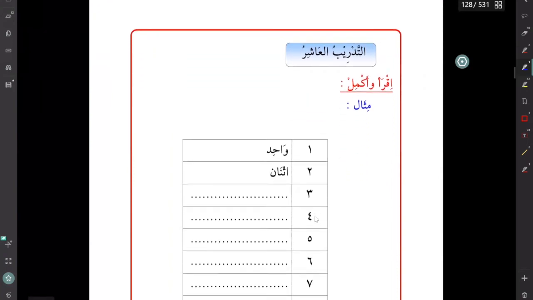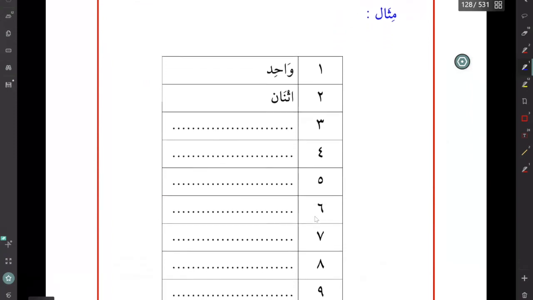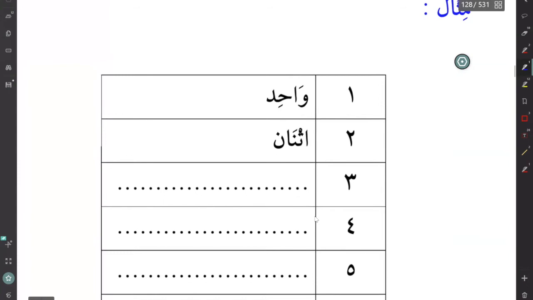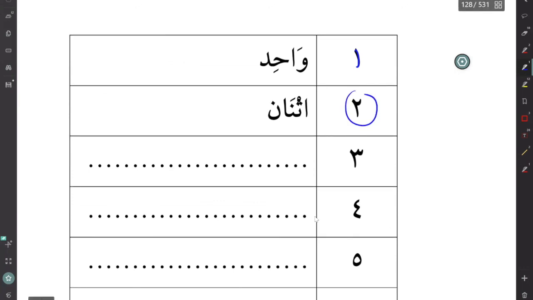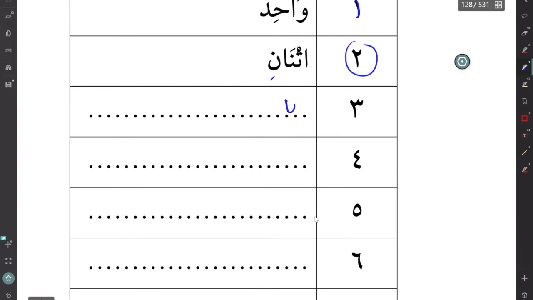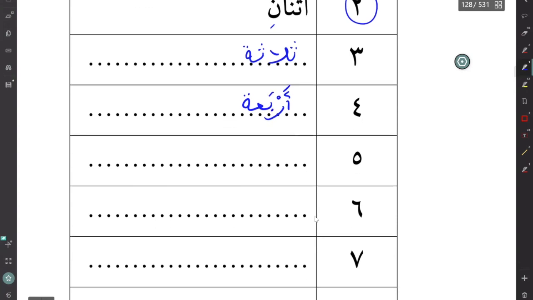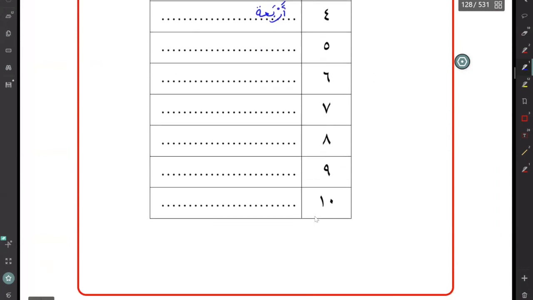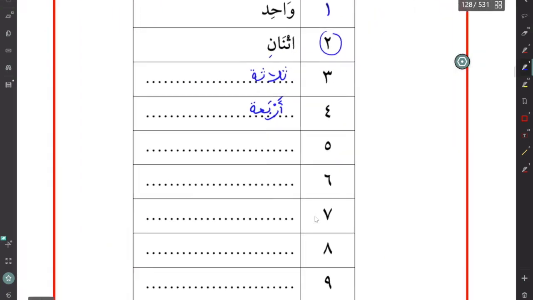And we have at-tadrib al-ashir, the 10th exercise. It says ikra wa akmil, read and complete. It gives you an example, so you have to know your numbers. This is wahid, and they give you an example. This symbol is for ithnan, ithnani, and this is thalatha, so you have to write it, thalatha, and arba'a, okay, and you can do the rest: khamsa, sitta, sab'a, thamaniya, tis'a, ashara. You need to memorize your numbers.